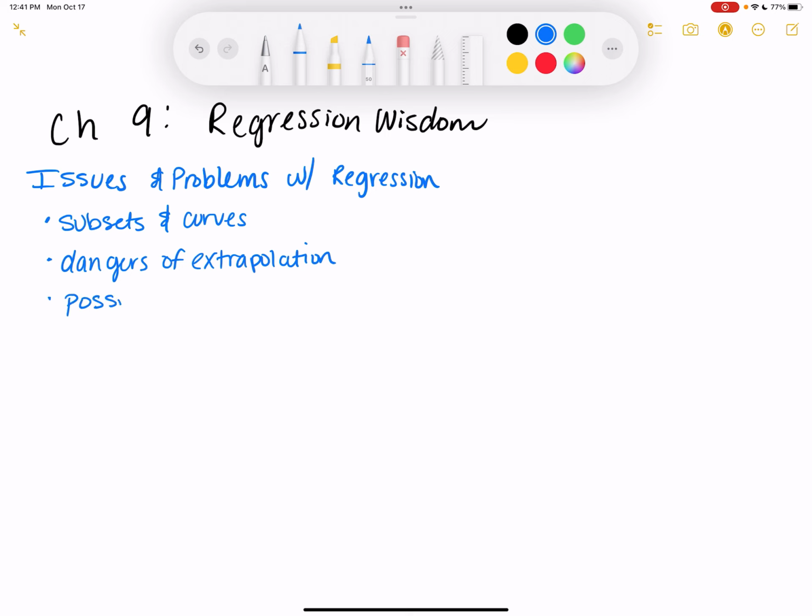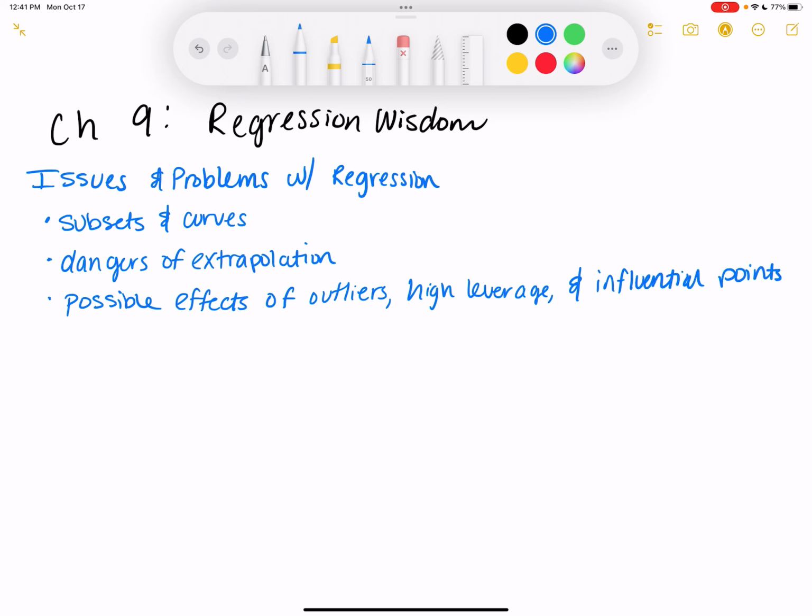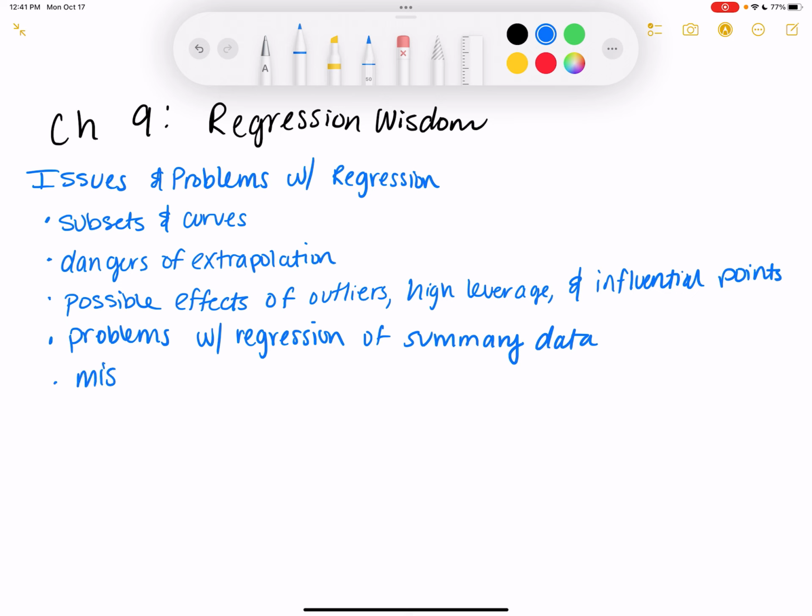Possible effects of outliers, high leverage, and influential points. And those things will be explained more later. Problems with regression of summary data. And mistakes of inferring causation.